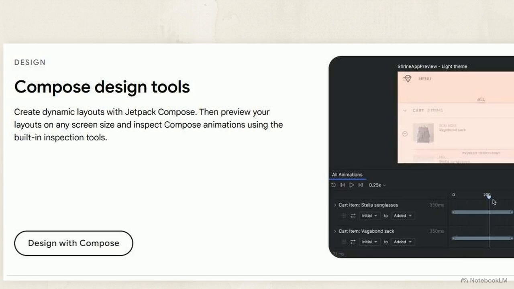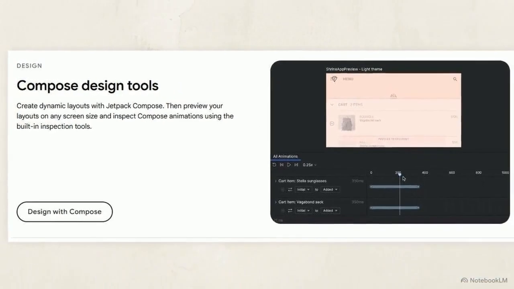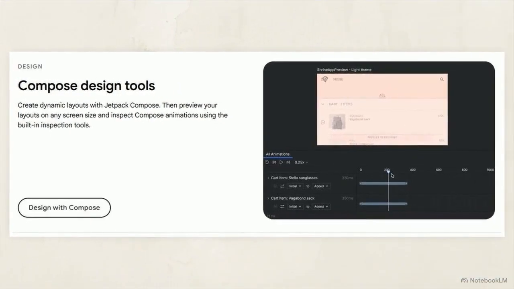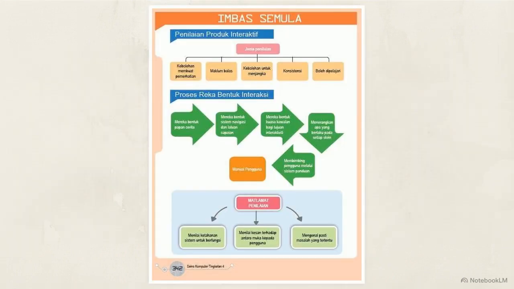UI and UX design is a highly technical, professional discipline. Developers rely on precise layout and animation preview tools to construct these interactive environments. This chart shows the interaction design process taught in your syllabus. You can see the progression starting with storyboarding, or mereka bentuk papan cerita, before moving directly into mapping out the navigation pathways before any code is written.